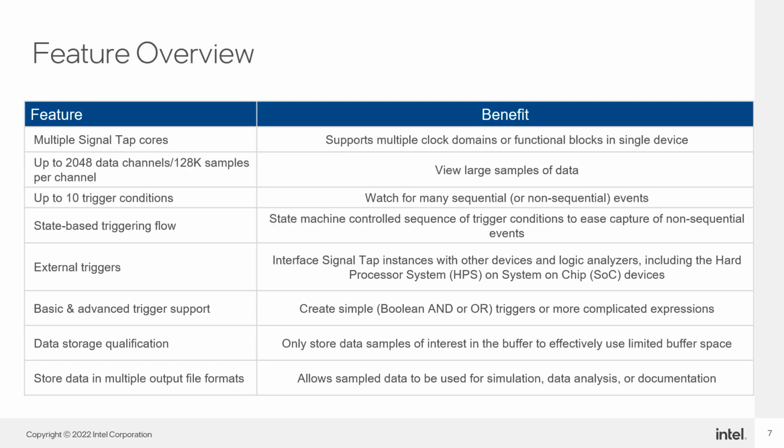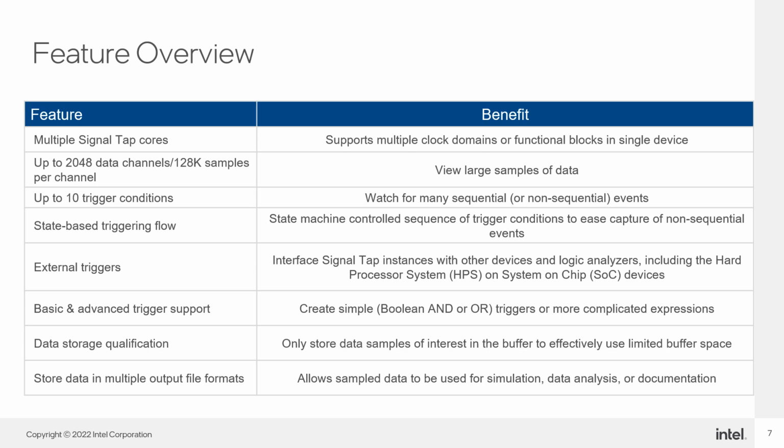Here is a summary list of the main features of the Signal Tap Logic Analyzer. The ELA provides the ability to debug multiple clock domains simultaneously by instantiating multiple instances of the logic analyzer in one project and controlling them all through a single interface window. As already mentioned, the tool lets you capture a large quantity of sample data for as many channels as needed, limited only by the availability of device resources. For triggering options, the logic analyzer can monitor up to 10 different trigger conditions, sequentially or in any order you choose with the state-based triggering feature. The external triggering features make it easy to interface the logic analyzer with other devices or logic, including the hard processor system on SoC devices.